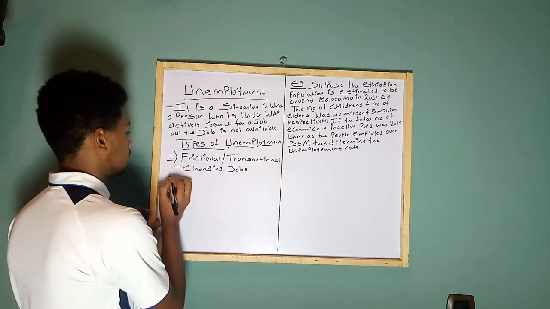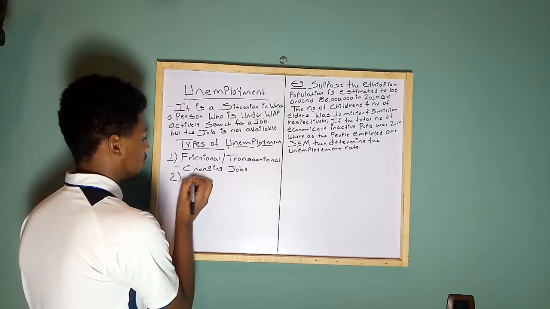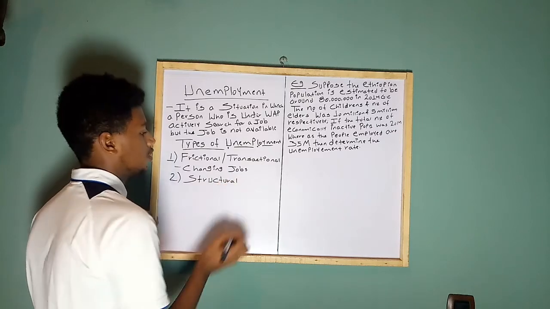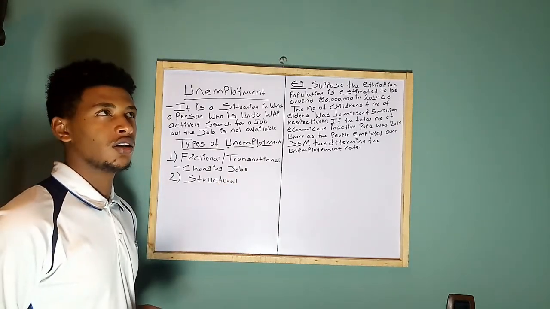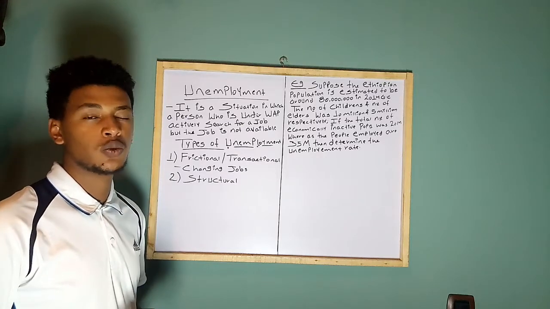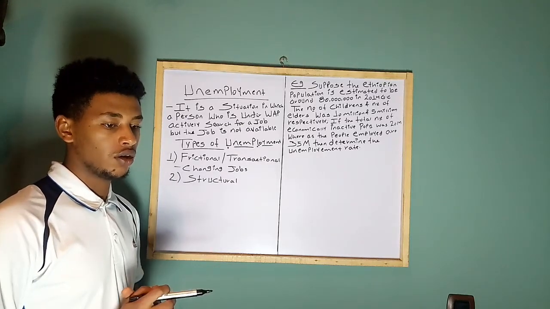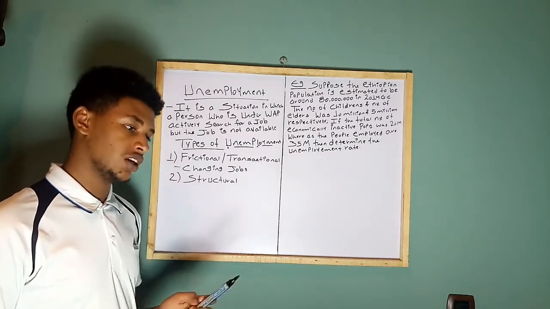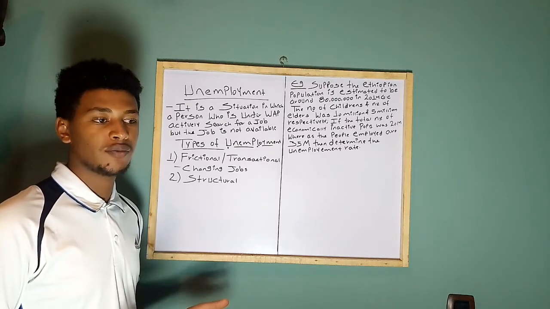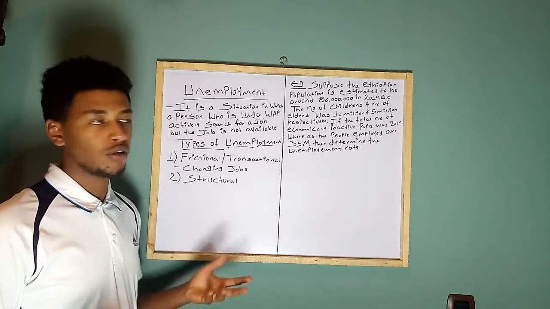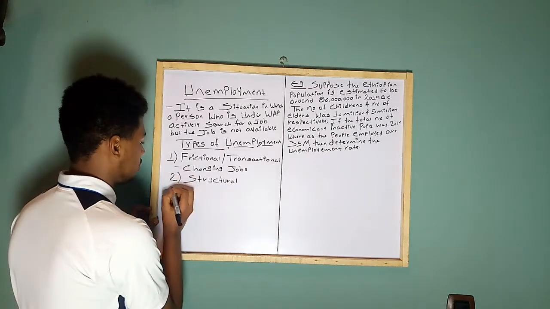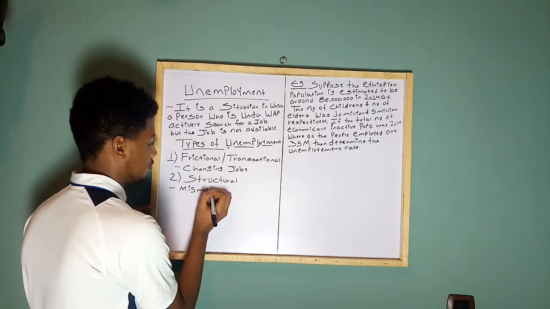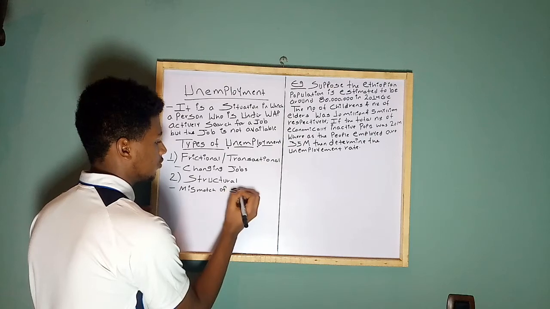And the second one is structural unemployment. This type of unemployment is related to the concept of a mismatch of vacancy and skill. That means the skills that the employees have may not match the skills needed by the employer. This is mainly caused by a mismatch of skill and vacancy.